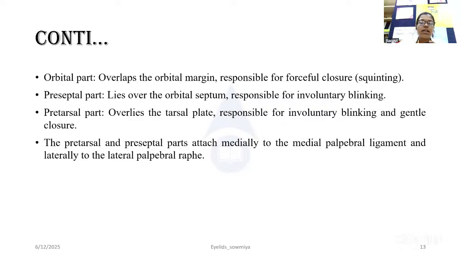Preseptal part lies over the orbital septum, responsible for involuntary blinking. Pretarsal part overlies the tarsal plate, responsible for involuntary blinking and gentle closure. The pretarsal and preseptal parts attach medially to the medial palpebral ligament and laterally to the lateral palpebral raphe.